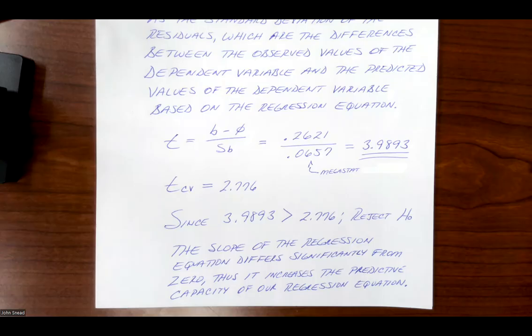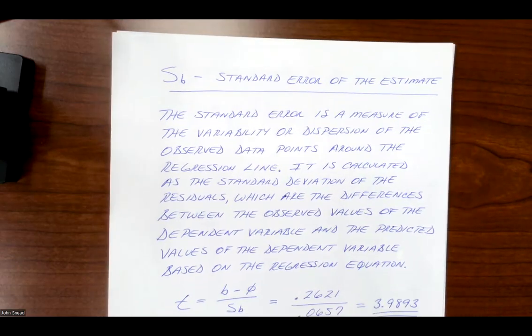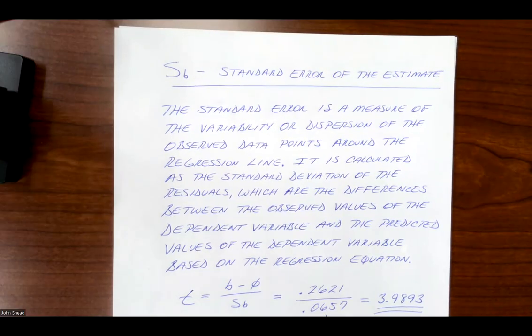Let's talk real quickly about what the standard error is. The standard error is a measure of the variability or dispersion of the observed data points around the regression line. It is calculated as the standard deviation of the residuals, which are the differences between the observed values of the dependent variable and the predicted values of the dependent variable based on the regression equation.